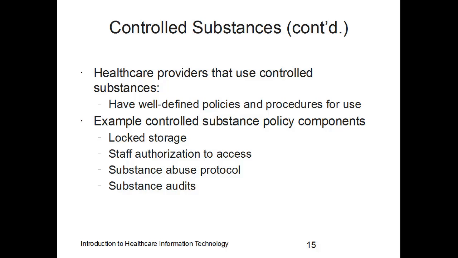Now for healthcare providers that use controlled substances, there has to be a very well-defined list of policies and procedures for how to use them. Some examples that a policy would include when it comes to these kinds of substances would be how to keep them in a locked storage container, what staff has authorization to access them, what kind of protocol there is to track substance abuse and substance audits. So there must be a very well-defined set of procedures on how to handle a controlled substance in a healthcare facility setting, especially if you're dealing with Schedule 3 or Schedule 2 drugs.